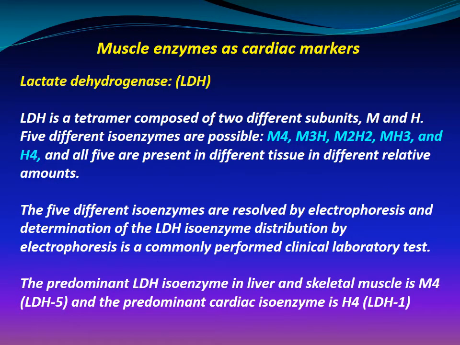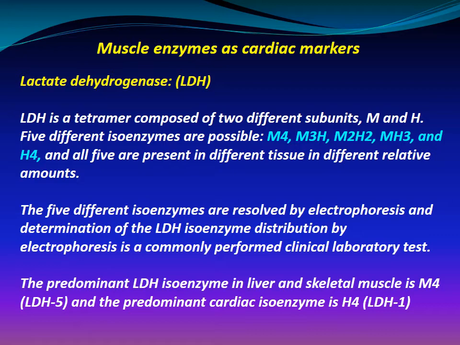Muscle enzyme as cardiac markers, lactate dehydrogenase or LDH. LDH is a tetramer composed of two different subunits, M and H. 5 different isoenzymes are possible: M4, M3H, M2H2, MH3 and H4. And all 5 are present in different tissues in different relative amounts.